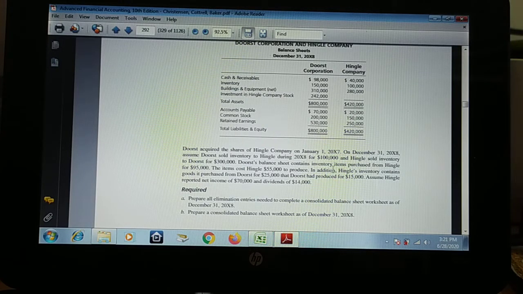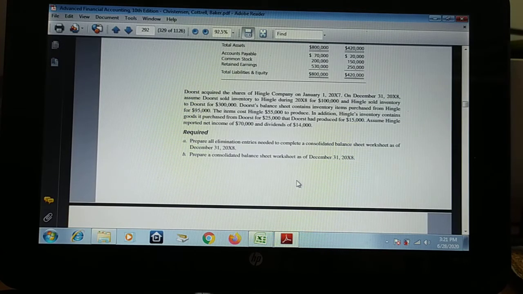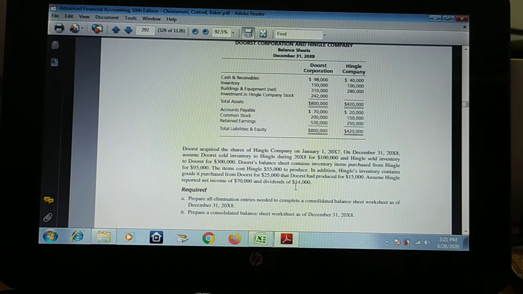So A, we are required to prepare all of the elimination entries. B, we are asked to prepare the consolidated balance sheet worksheet as of December 31st 2008. As we can see here, there are two intercompany sale transactions. The first one is Doors to Hingle, which is a downstream sale, and the second one is Hingle to Doors, which is an upstream sale. So if we have two sales, then we have to make two tables for the inventory intercompany transaction.